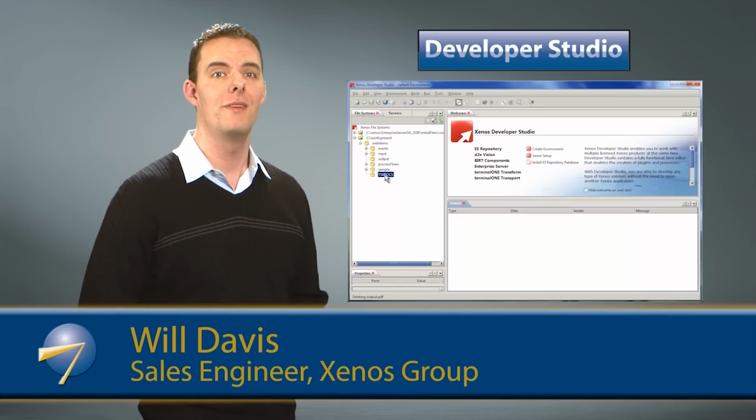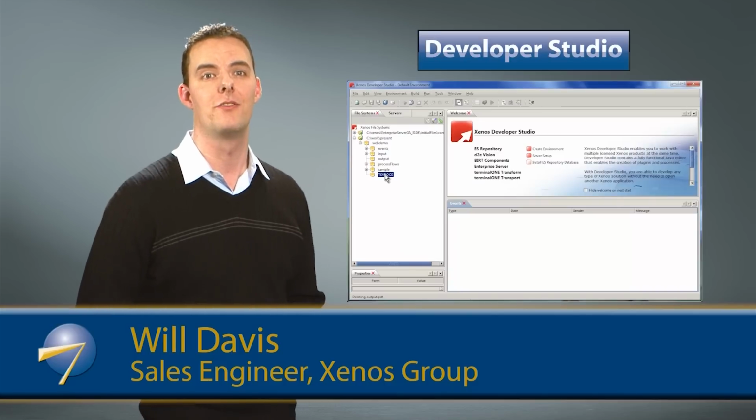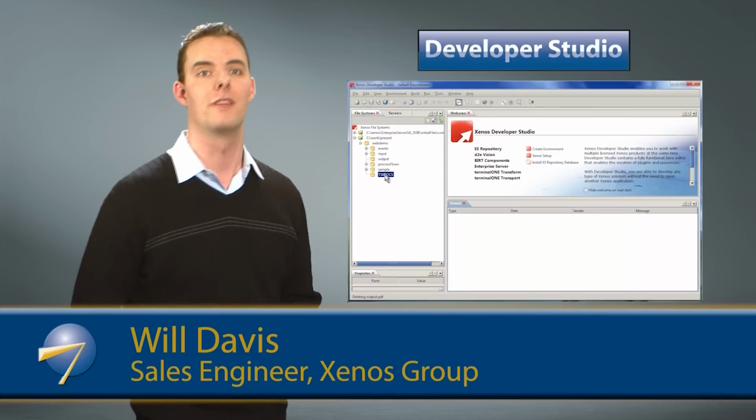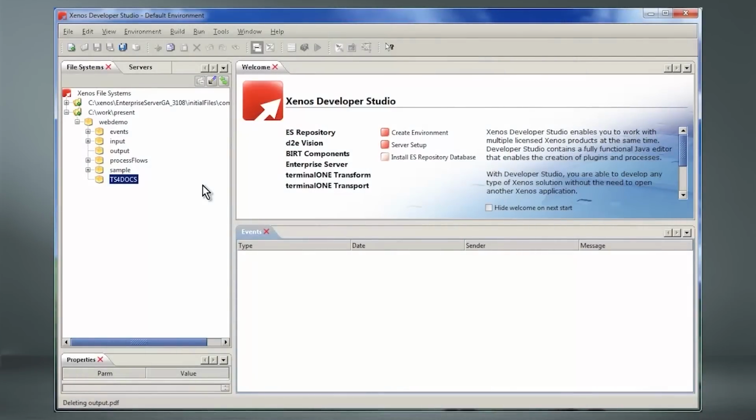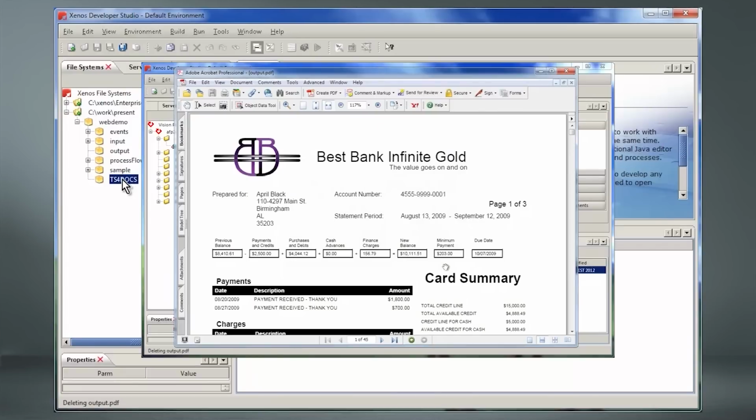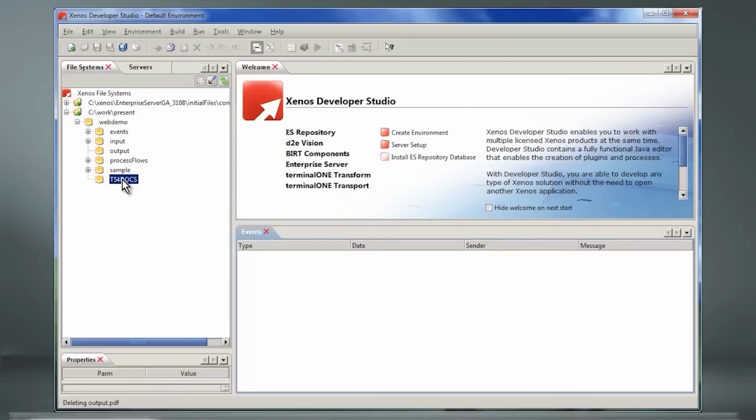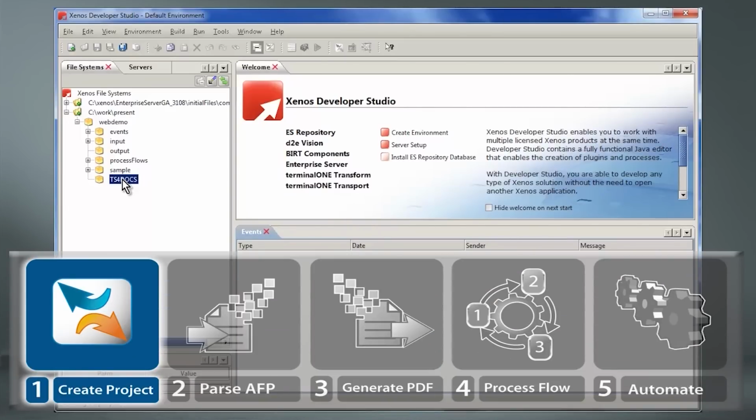Xenos Developer Studio enables us to complete this entire process without the need for custom scripting or coding. This is Xenos Developer Studio, where we set up file transformations, process flows, and integration components, all in the same user interface. Starting here with our bank statement example, we're going to start with creating a new document transformation project. Developer Studio has all these easy-to-use wizards for pretty much everything.